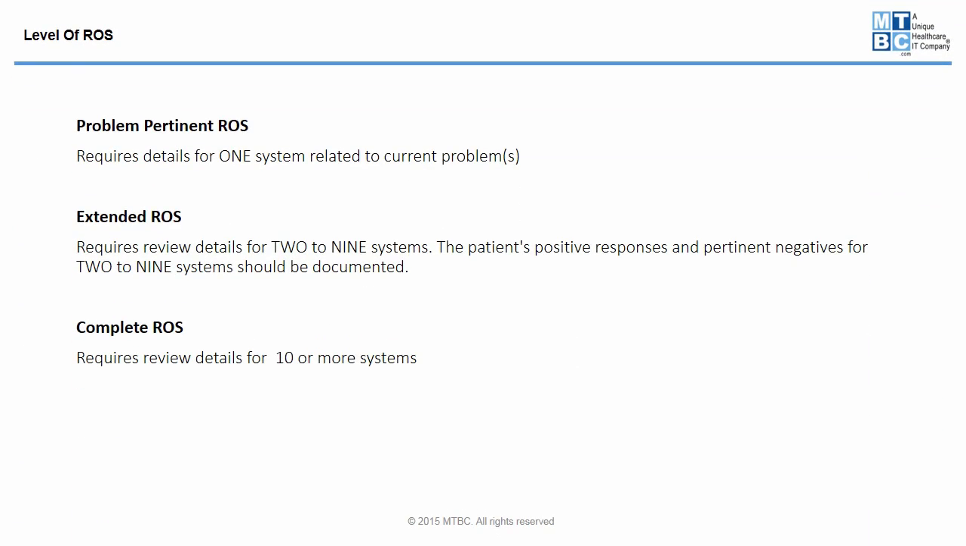A problem pertinent review of systems requires detail for one system related to the current problem or problems. Extended review of systems requires detail for 2 to 9 systems, the patient's positive responses and pertinent negatives for 2 to 9 systems. A complete review of systems requires review details for 10 or more systems.